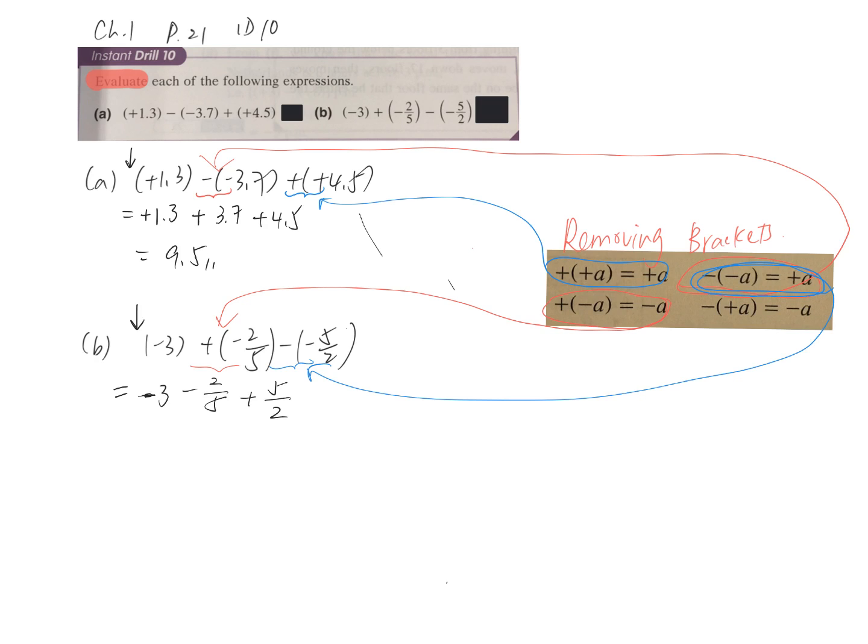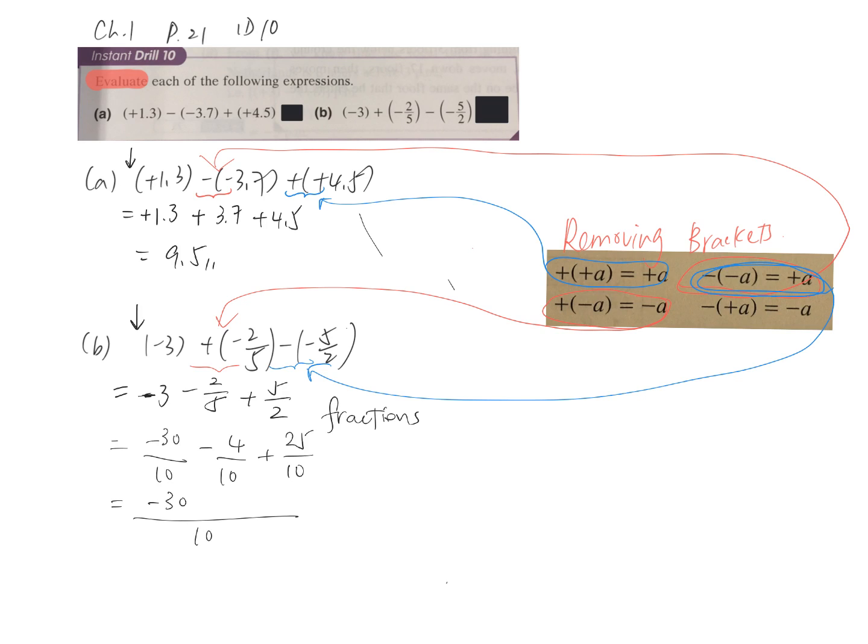So let's do it one by one. To deal with fractions, we need to get common denominators. So for an integer negative 3, I can make its denominator a 10. So it becomes negative 30 over 10. For negative 2 over 5, I make its denominator a 10, so it becomes 4 over 10. For the last one, I make the denominator 10, so it's then 25. So they share the same common denominator now.